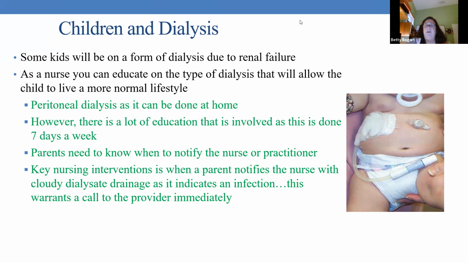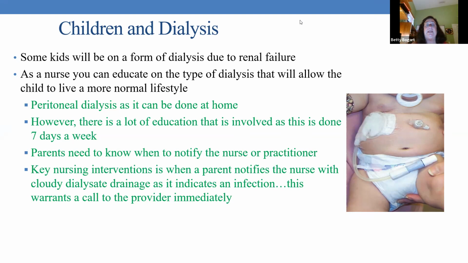Now, one of the key things for these parents to watch is if they see a change in the color of the fluid coming out, or it doesn't look the way it normally does, or shreds of stuff or anything, they need to call the physician immediately, because this is the kidney. This is the only kidney they have. They cannot go on hemodialysis. The flow of blood can rupture vessels in their brains. So small children have to have peritoneal dialysis.